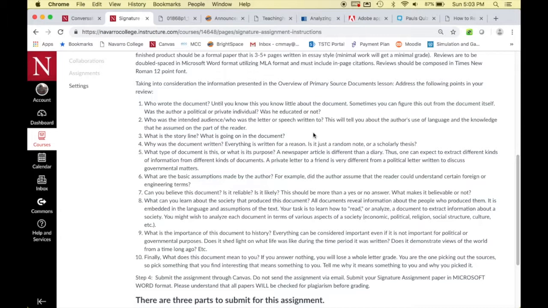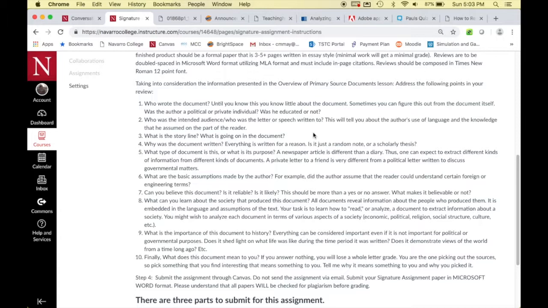So, for example, I had a student one time choose a letter that Abraham Lincoln wrote to his general at the time, George McClellan, during the Civil War. Now, Lincoln didn't care much for McClellan as a general. They didn't get on. And in fact, Lincoln later sacked him for not doing what he wanted him to do as general of the Union forces.